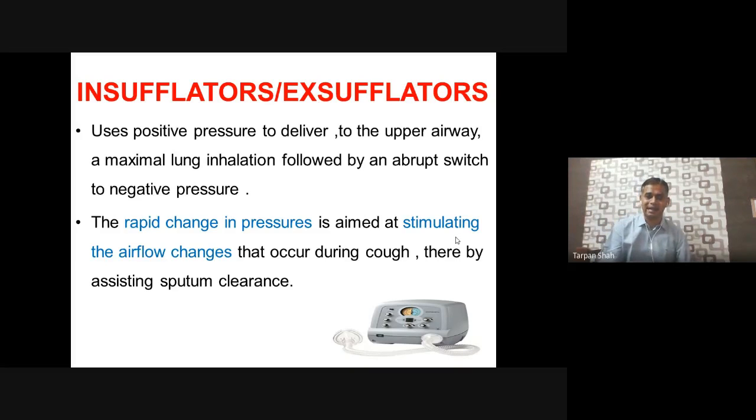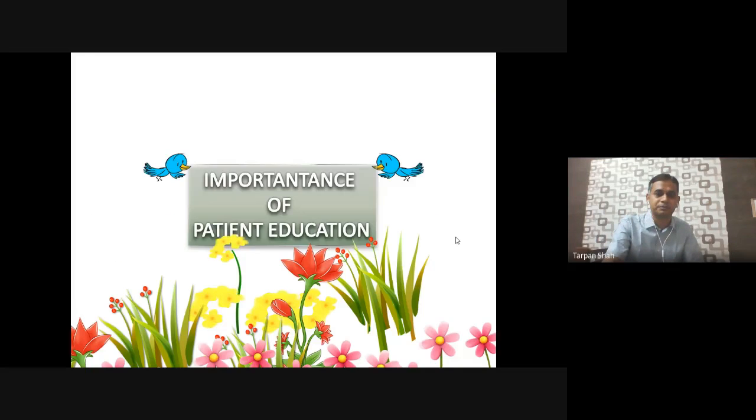Mechanical insufflators and exsufflators, you can see in the image how the machine looks. What this machine basically does is use positive pressure to deliver air first to the upper airway and then to maximal lung inhalation. You are providing the positive pressure, and then there will be an abrupt shift in the pressure, the negative pressure will come and it will suck the air. There will be a rapid change between positive and negative pressure. These changes stimulate the airflow changes that occur while coughing, so it will assist you with sputum clearance. Very, very effective. Research is supporting this.